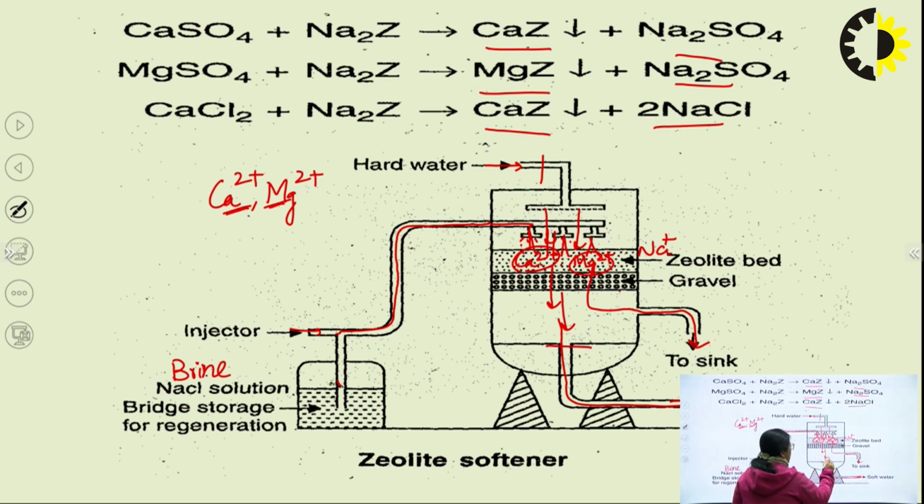This is stopped, and now the water flows out through the sink. After washing with water, the brine has already passed. So after washing the zeolite bed with clean water, it again becomes capable of passing the hard water to exchange the calcium and magnesium ions through it. Clear?